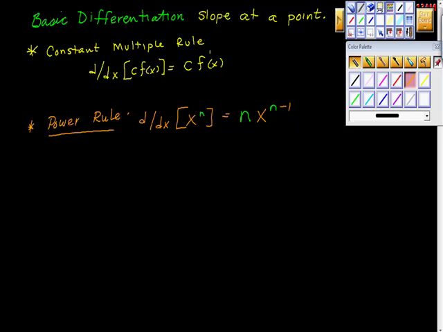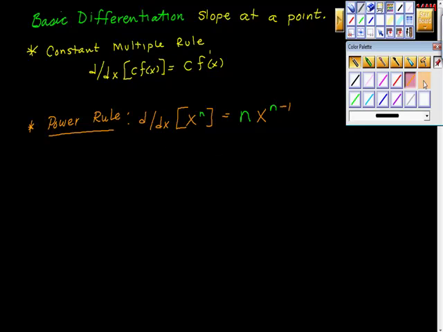The power rule says that the derivative of x to the n power is equal to n times x to the n minus 1 power. The reason I changed the color of these n values is that this n is this one and this one. So this n came down, was multiplied by what was in the front here, and then the exponent was decremented by 1.